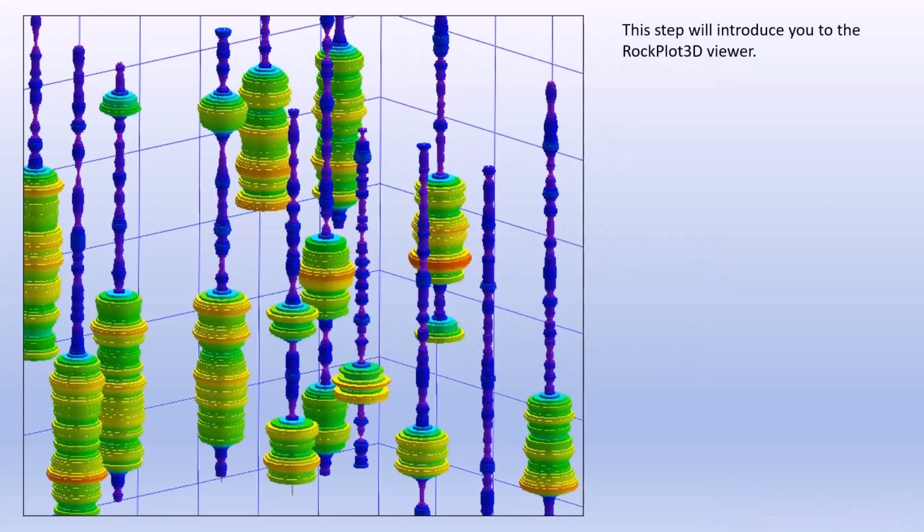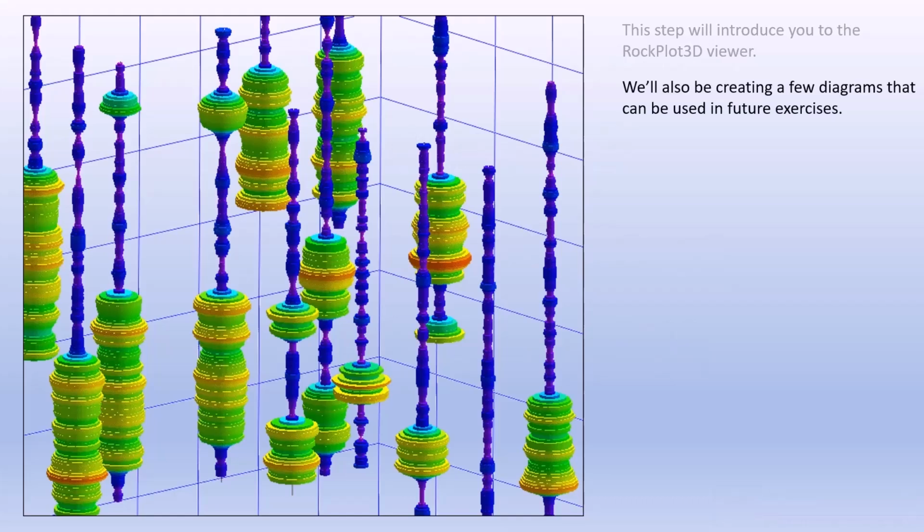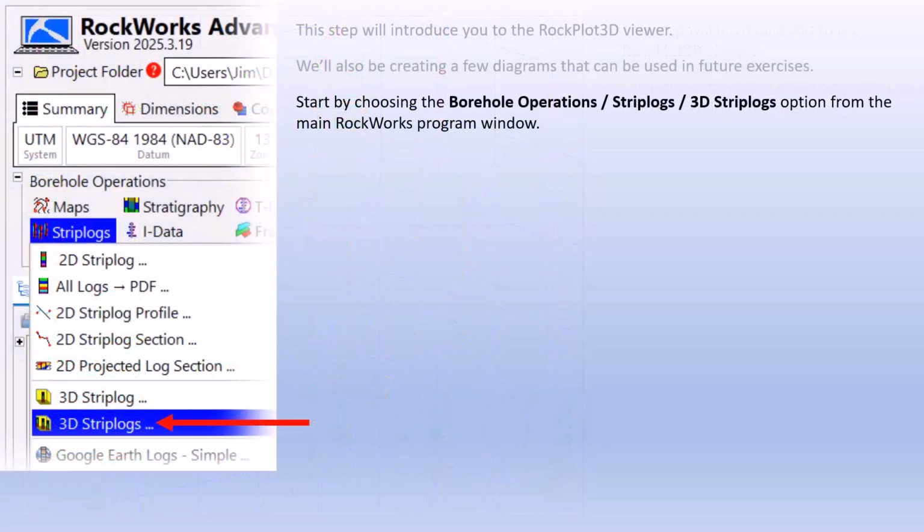This step will introduce you to the RockPlot 3D viewer. We'll also be creating a few diagrams that can be used in future exercises. Start by choosing the Borehole Operations, Strip Logs, 3D Strip Logs option from the main RockWorks program window.